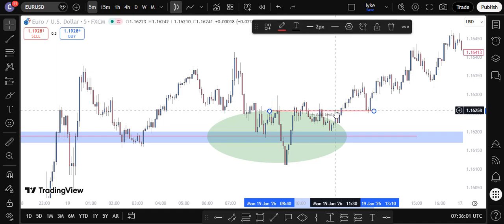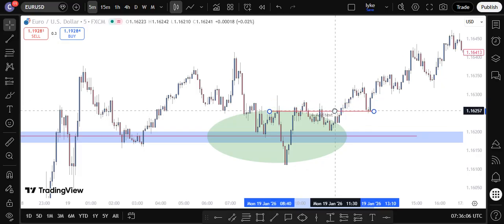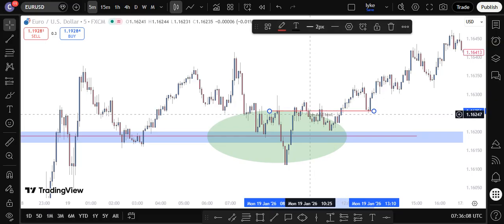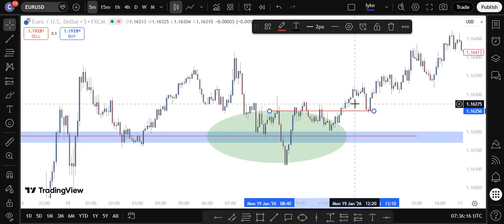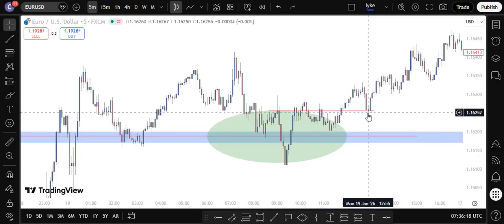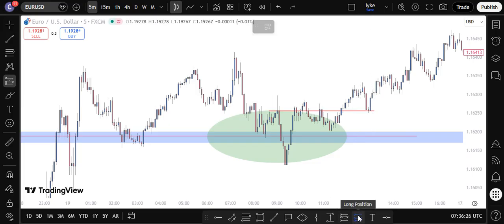I can place it here. I can also place it here. Also subjective to you. But me, I like placing mine at the body close of the high. So now you can see that price hits this zone and rejected it. So this will be my entry. My entry is going to be here.